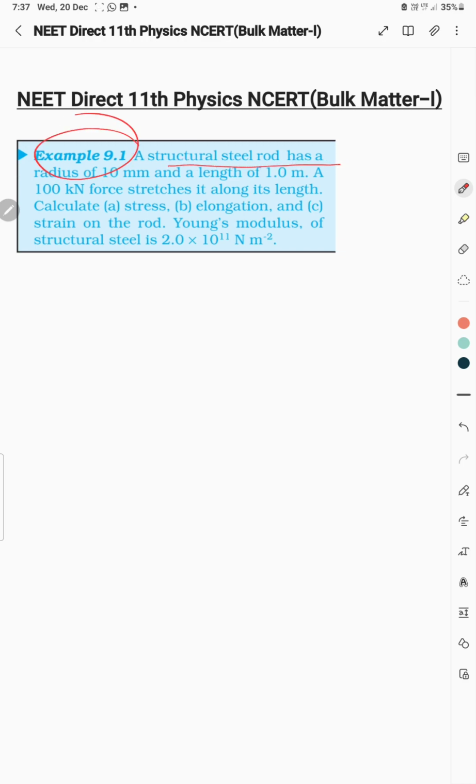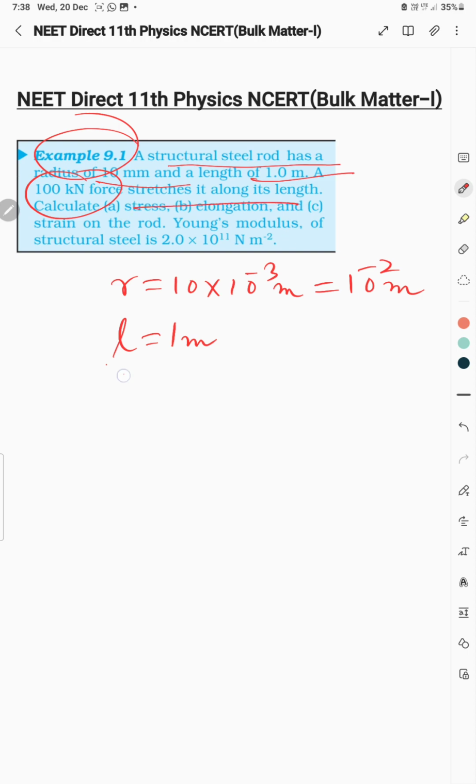A structural steel rod has a radius of 10 millimeter. So I'll write here radius is 10 millimeter, and this means 10 power minus 3 meters, that is 10 power minus 2 meter, right? It is a length of 1 meter, so length is 1 meter. A 100 kilonewton force stretches it, so force applied is 100 kilonewton, which is 10 power 5 newtons. This is given.